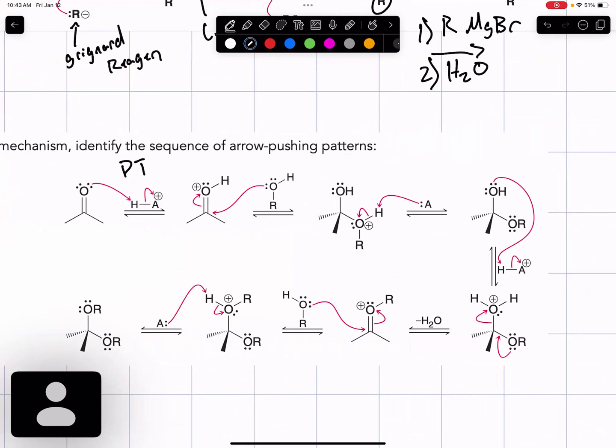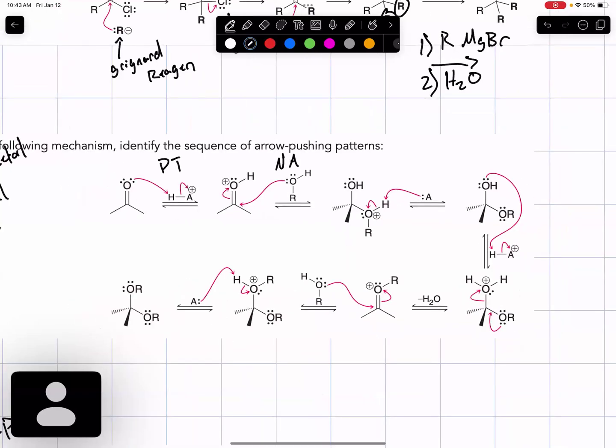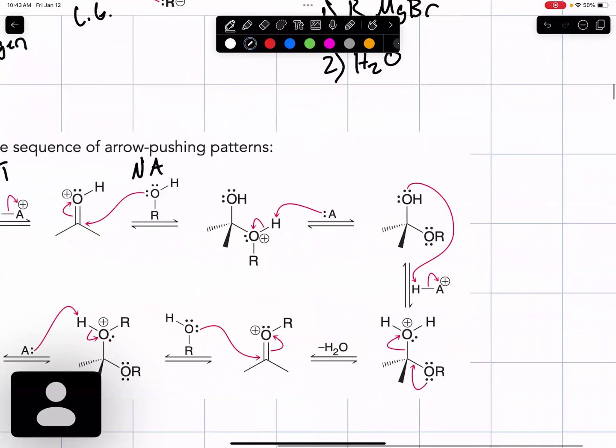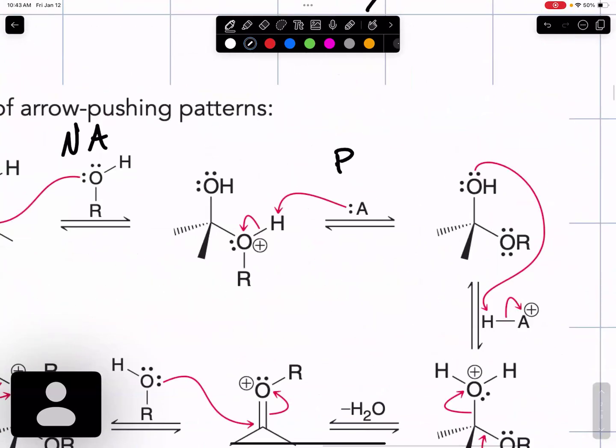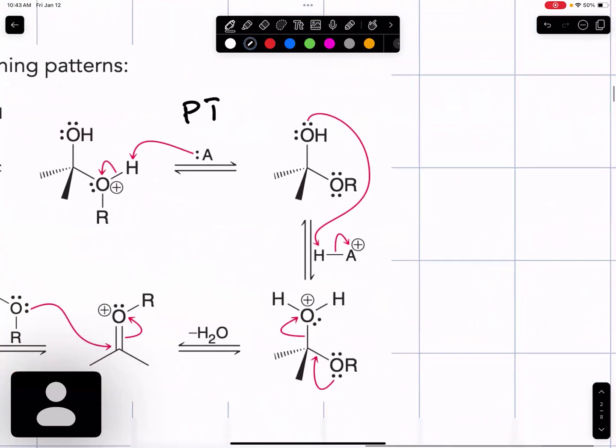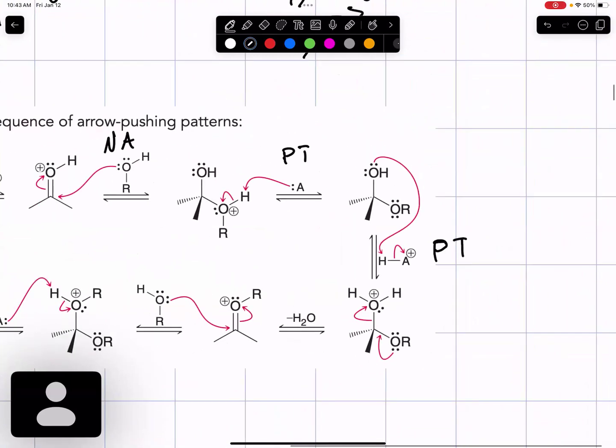Second step. Nucleophilic attack. Yep, nucleophilic attack. We're attacking with an alkoxide ion. Here we're deprotonating that alkoxide ion, so this is also considered a proton transfer, right? Proton transfer here. Another proton transfer, right? Sometimes in chemistry, we abbreviate these two steps as an internal proton transfer.